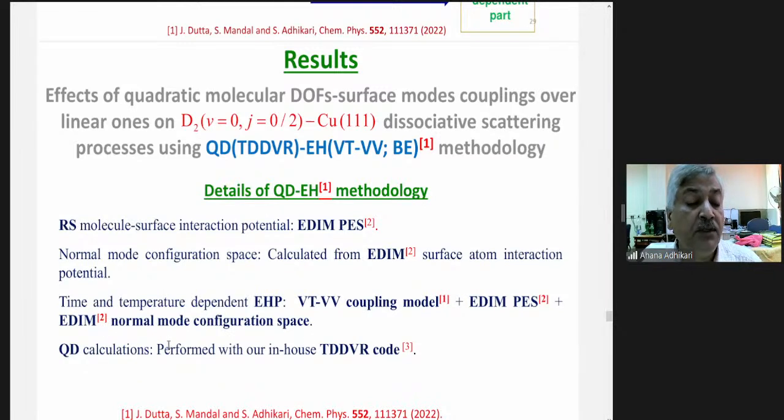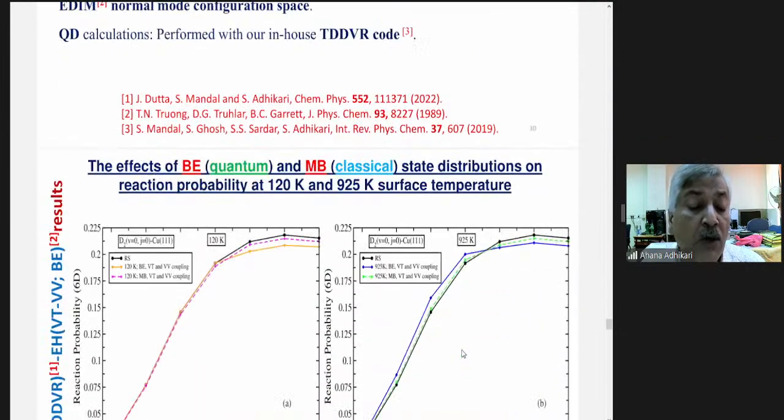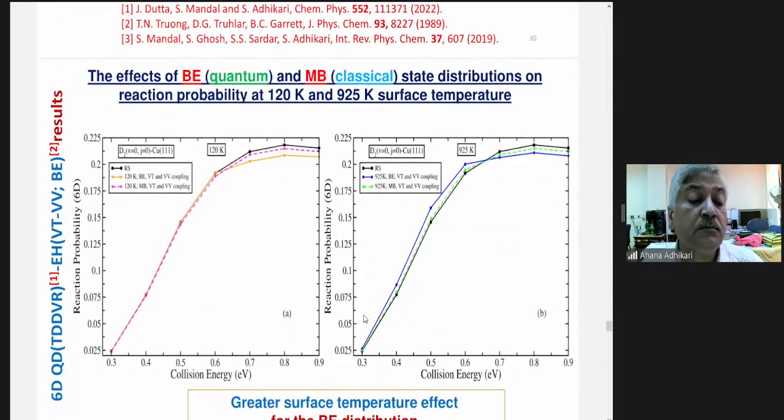And then we perform dynamical calculations with our in-house code, which is called the time dependent discrete variable representation code, developed in our group. And with that, when we perform it, we find that now, for D2 on a copper surface, not only 120 but also 925.